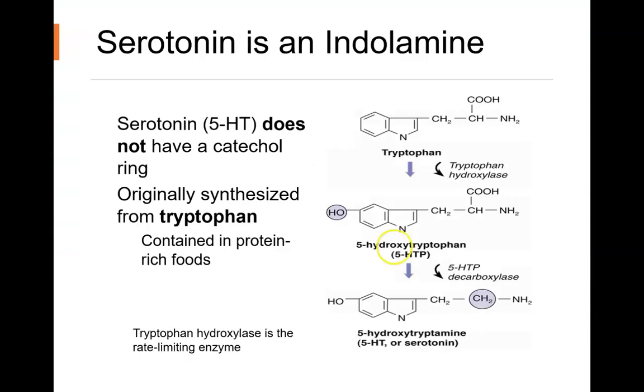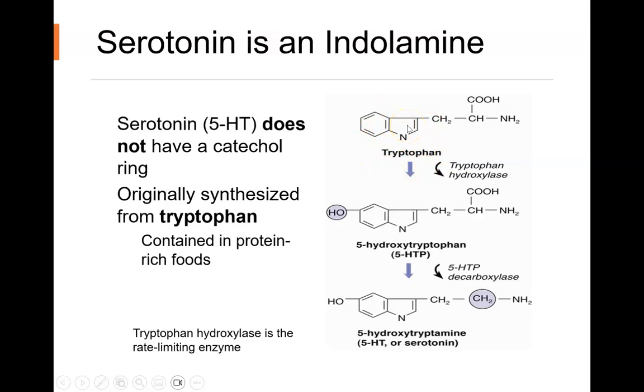Now, serotonin does not have a catechol ring. So because of that, serotonin is sometimes referred to as an indolamine. Now, in this case, you can see its precursor is tryptophan.